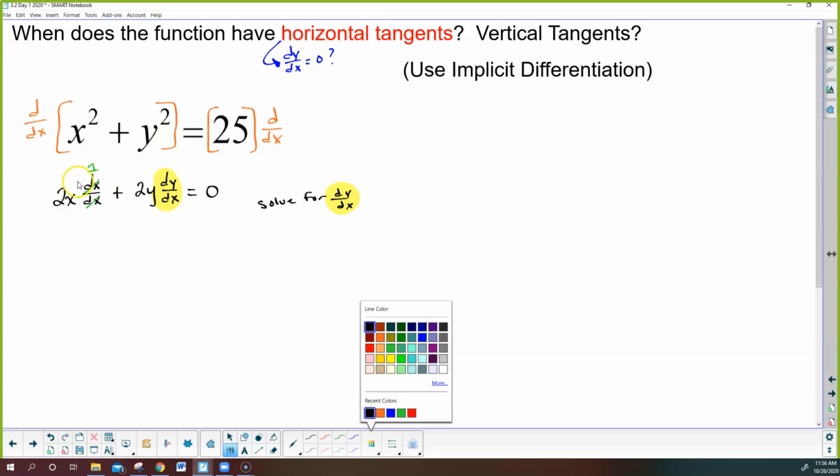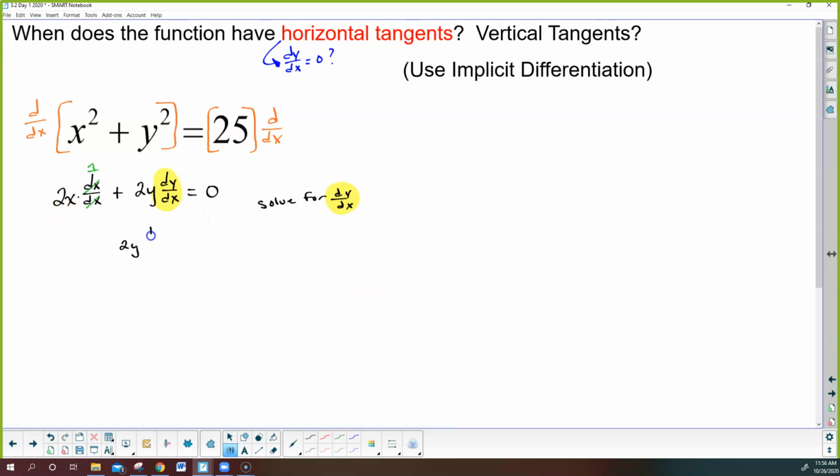All right, well, this is 2x. What are we going to do? We're going to move the 2x over to the other side with subtraction. And 0 minus 2x is just minus 2x. And then I have to get rid of, this is 2 times y. So we're going to divide both sides by 2y. And then algebra allows me to simplify.